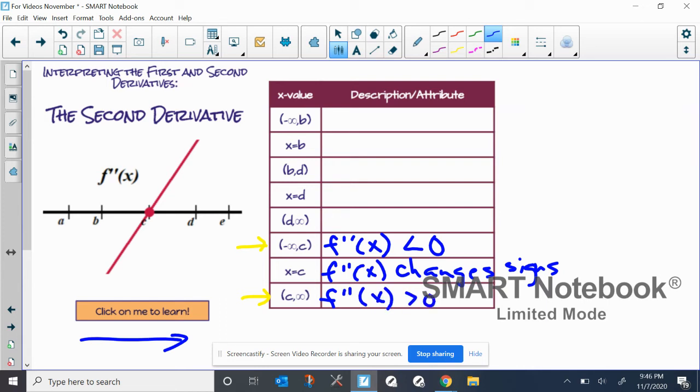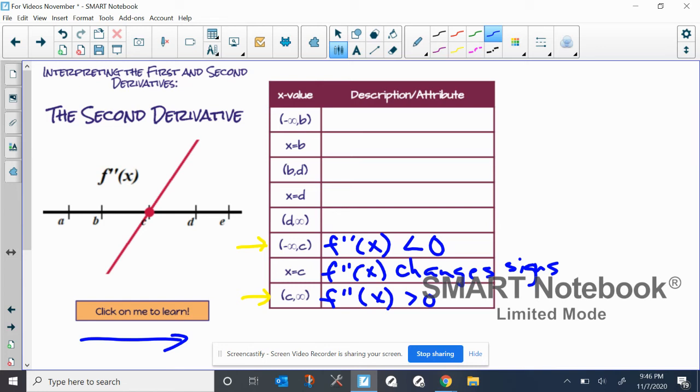So back on the original function on that same interval, it was concave down, and then from c to infinity, concave up. On the first derivative, from negative infinity to c, f prime of x was decreasing. And remember, the second derivative is the slope of the first derivative. So if the first derivative is decreasing, it makes sense that the second derivative is negative.